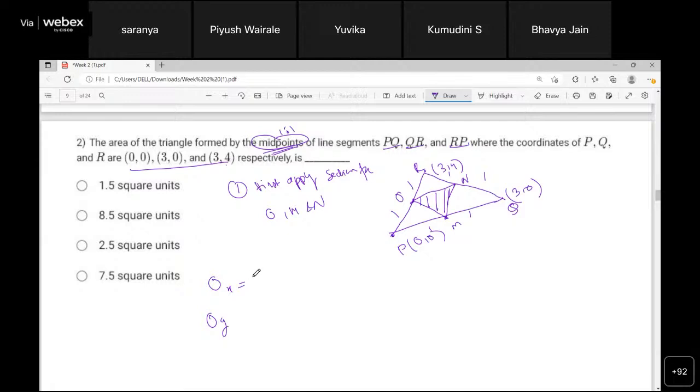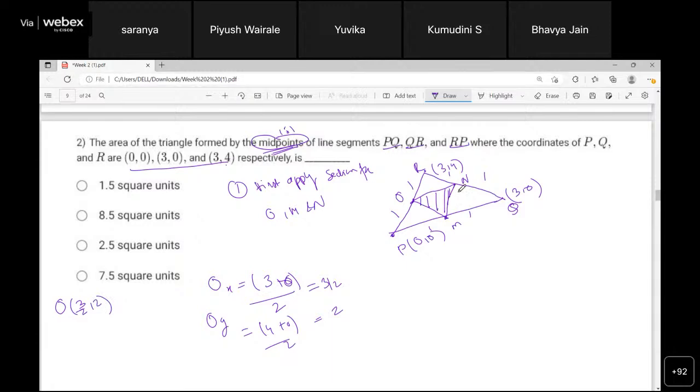What is the x coordinate of O? 3 by 2. 3 into 1 plus 0 upon 1 plus 1, that is 2. And here 4 into 1 plus 0 upon 2. So it will be 1.5 upon 2, right? 3 by 2 upon 2. So my O coordinates, I'm writing it here, 3 by 2 and 2.